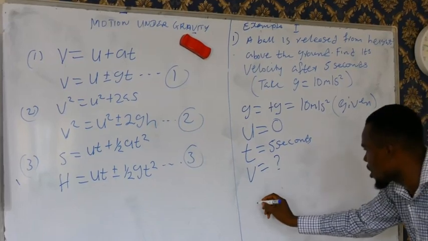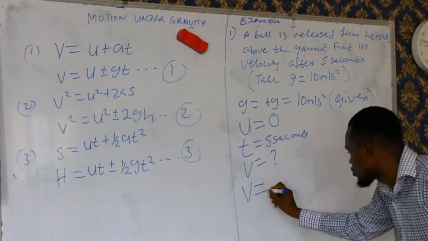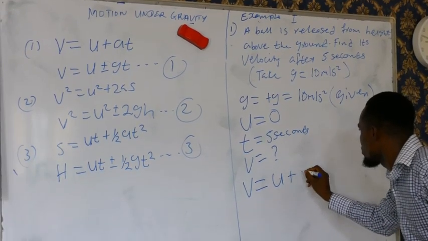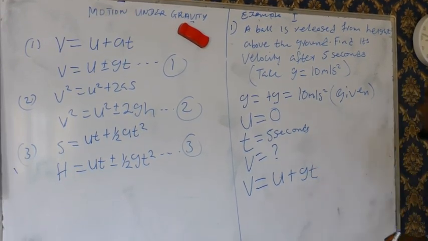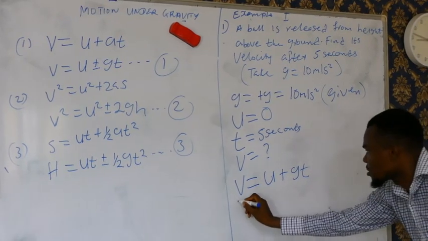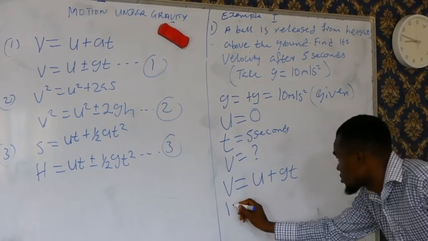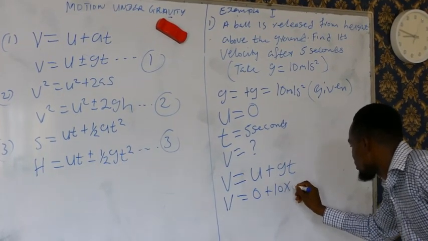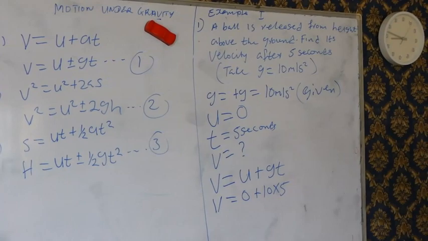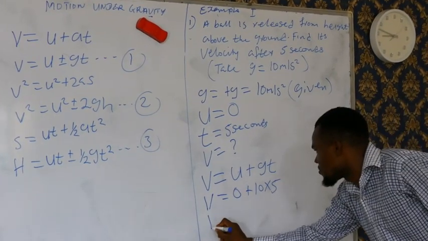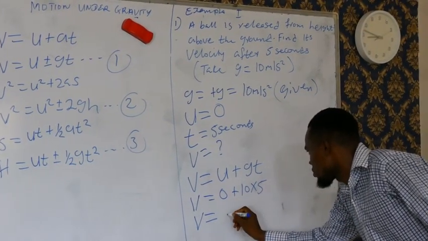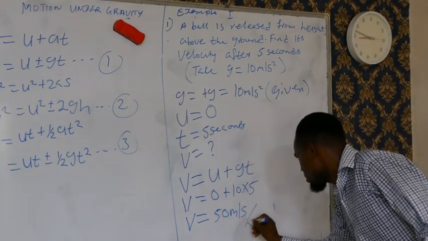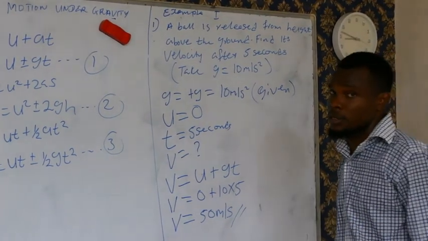So quickly, we now apply equation 1. v is equal to u plus gt. If we substitute this, v is equal to 0 plus 10 times 5. So that v will be equal to 50 meters per second. It's as simple as that.